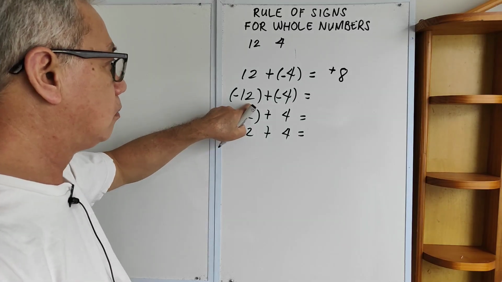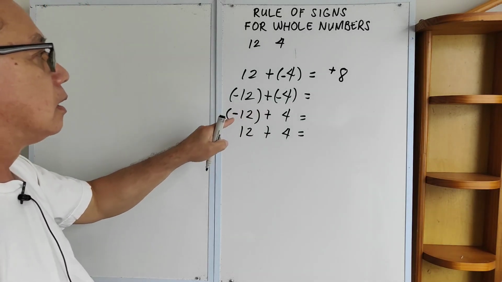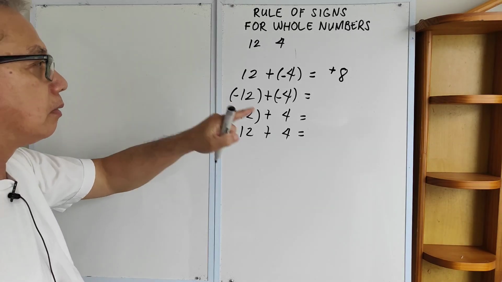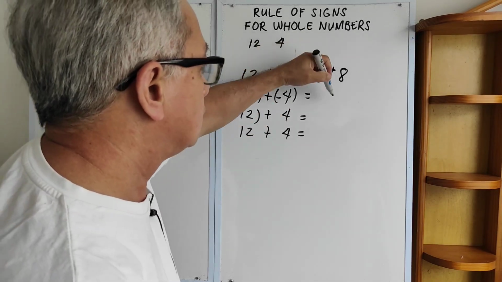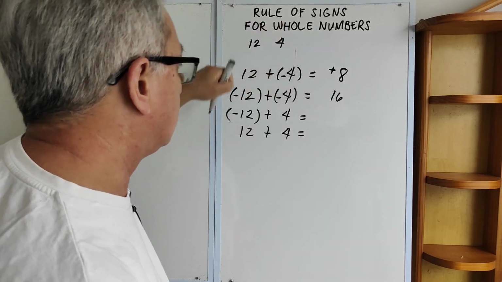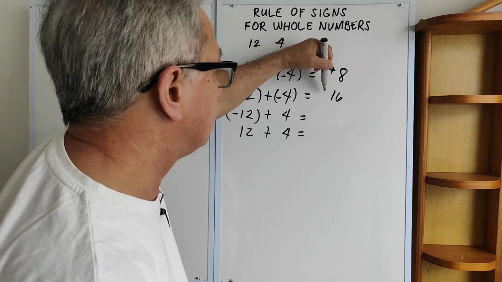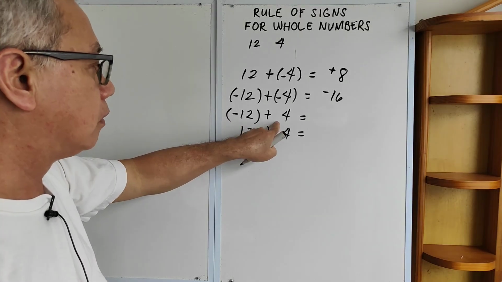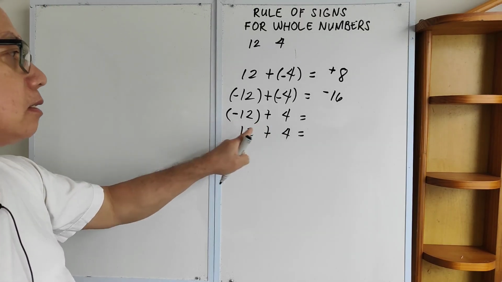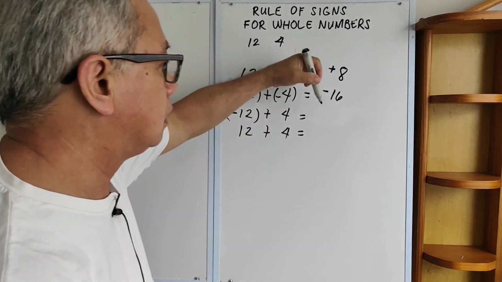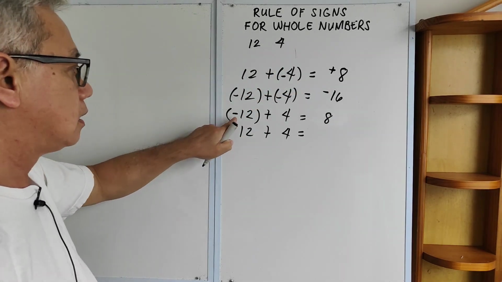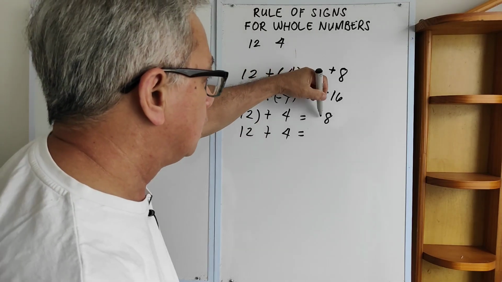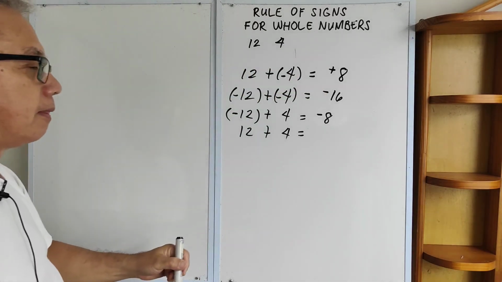In here, 12 and 4, they are both negative. So if they're both negative, you have to add and copy the sign. So 12 plus 4 is 16. And then copy the sign, negative. In here, negative 12 and positive 4, they are different signs. So we have to subtract. 12 minus 4 is 8. So this is negative. The larger number is negative. So this will be copying the larger sign.